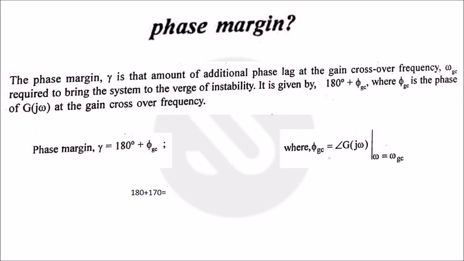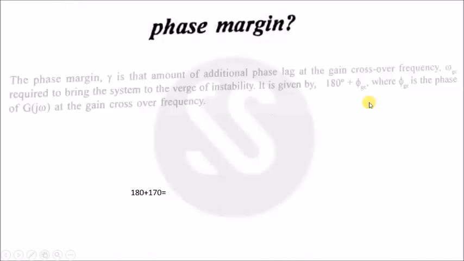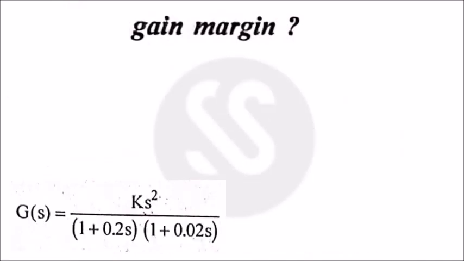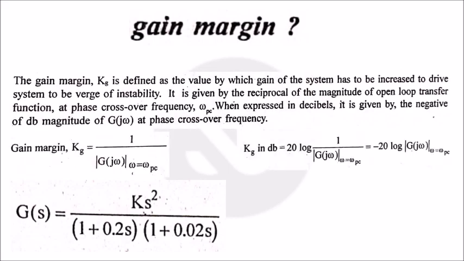I just showed you the steps. You just follow the steps to find it out. Generally, this value, I mean this phi gc, comes in negative, so that 180 plus or minus something will be less than 180 degree. So that is the value of the phase margin. We have now found the phase margin.